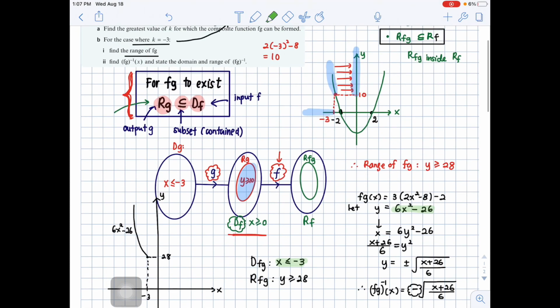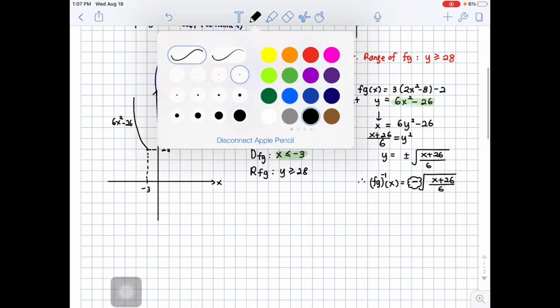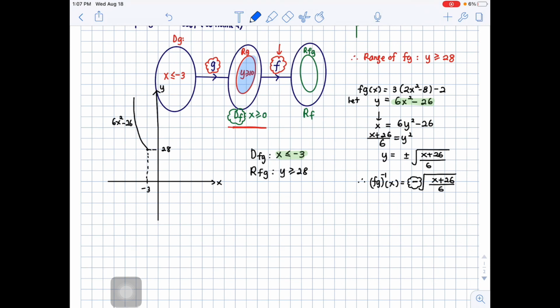Now you have to do the second part, which is state the domain and range of the inverse function. You can just use the sketching since you already have it. Let's draw the relationship line where it is reflected about the y equals x line. Your coordinate here is negative 3, 28. You inverse this, what will you get? You will get 28 and negative 3 somewhere here. So your inverse portion will be something like this.